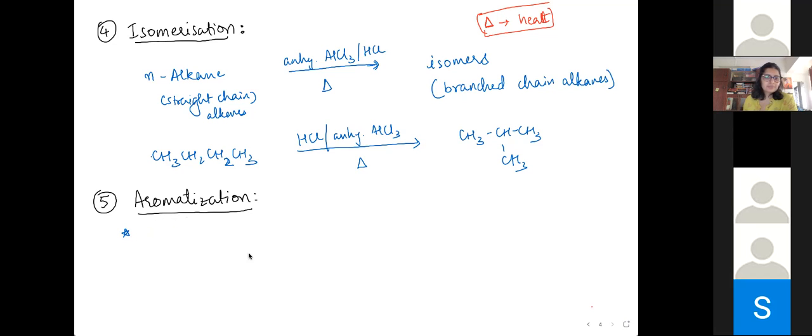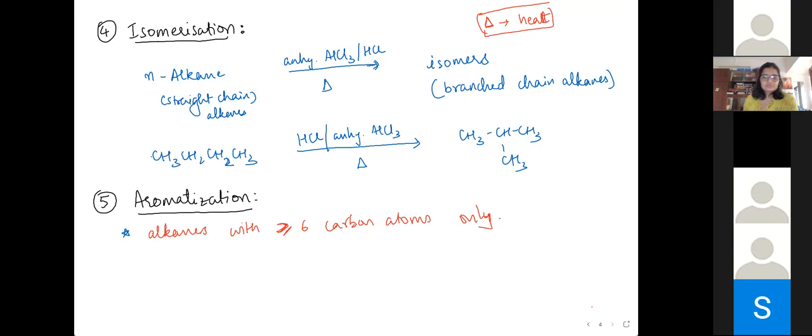Let me put it in a proper sentence. So this reaction will be undergone by alkanes with greater than or equal to 6 carbon atoms. With less than 6 carbon atoms, you will not get an aromatic compound simply because an aromatic compound does not exist.